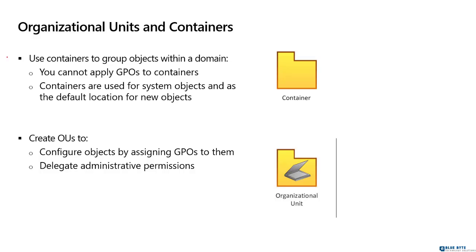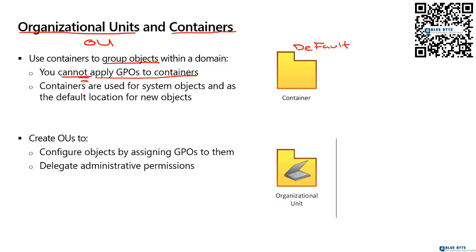The way things are organized within your domain is in organizational units, which are always called OUs, and in containers. A container is actually created by default. So when you install Active Directory, you're going to have several containers that just exist. But they can be used to group objects within a domain. A key takeaway, or the most important thing about a container, is you cannot apply group policy objects to containers.